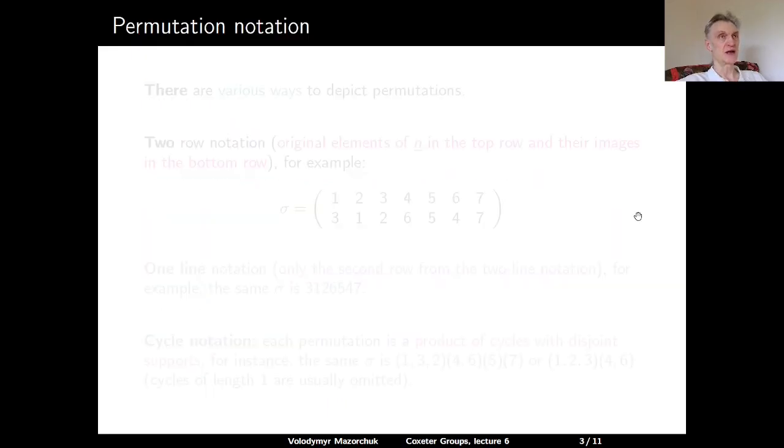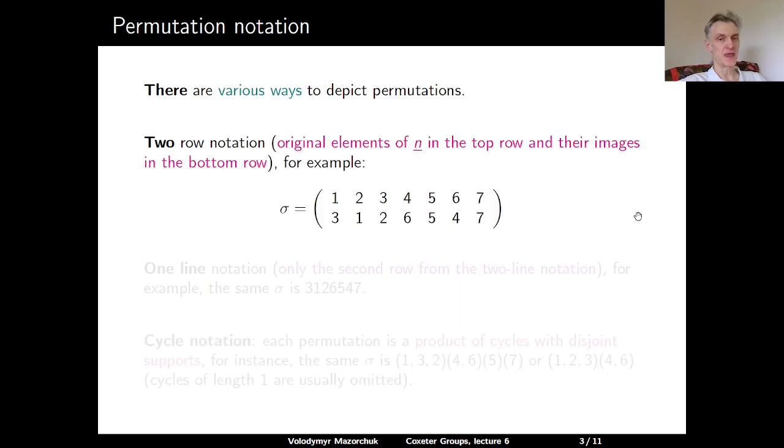There are several ways to denote or depict permutations. One usual way is the so-called two-row notation, where in the first row we write elements from n underlined, and in the second row we write the images under our permutation sigma in Sn. So for example, here is an element in S7, sigma: it sends 1 to 3, 2 to 1, 3 to 2, 4 to 6, 5 to 5, 6 to 4, and 7 to 7.